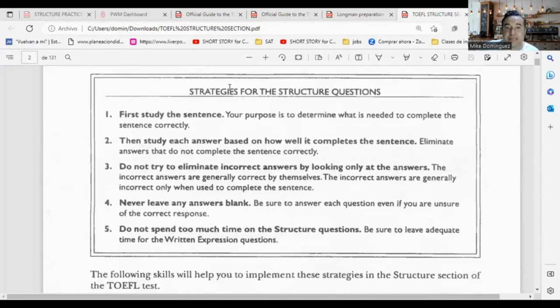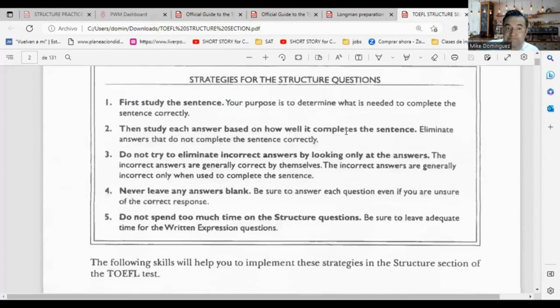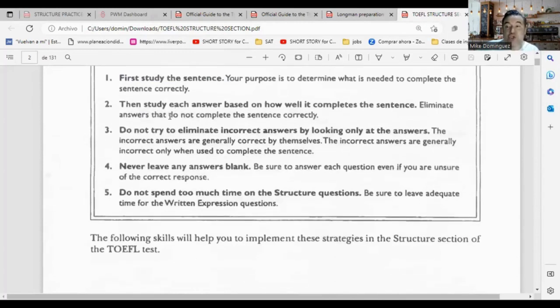Okay, a strategy for the structure questions. First, study the sentence. It's important. Your purpose is to determine what is needed to complete the sentence correctly. Then study the options. There's usually one mistake, because in the options you only need to choose one option. So if you have 4 underlined parts in the sentence, usually it's going to be one mistake, not 2 or 3. Then study each answer based on how well it completes the sentence.